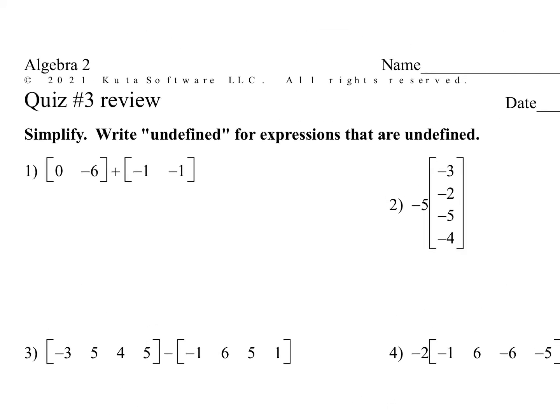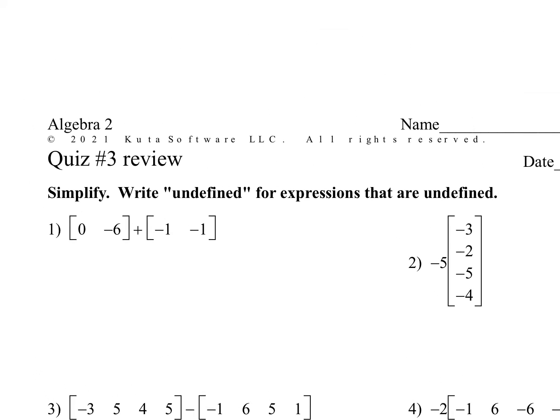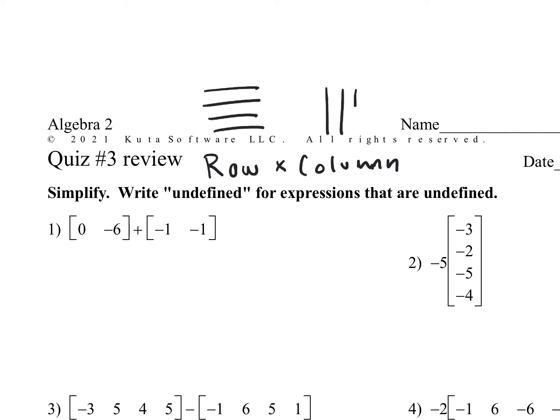Okay, so for matrices, we're just doing whatever operation it tells us to, but also make sure you're able to identify the dimensions. So the dimensions are row by column. So row has to come first, then the column comes next. So remember, rows go sideways, like in the movie theater row, columns go up and down.